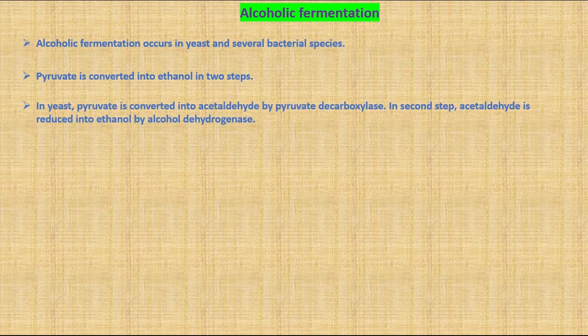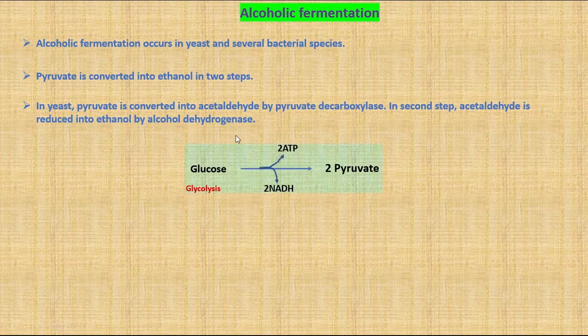Pyruvate is converted into ethanol in two steps. In yeast, pyruvate is converted into acetaldehyde by pyruvate decarboxylase. In the second step, acetaldehyde is reduced into ethanol by alcohol dehydrogenase. By glycolysis, a glucose molecule is changed into 2 pyruvate molecules. In glycolysis, 2 ATP and 2 NADH molecules are produced.